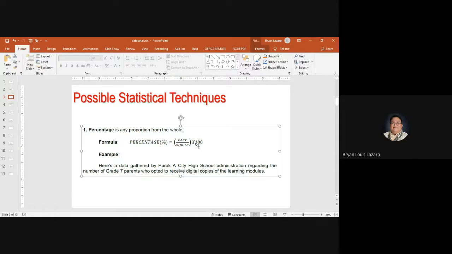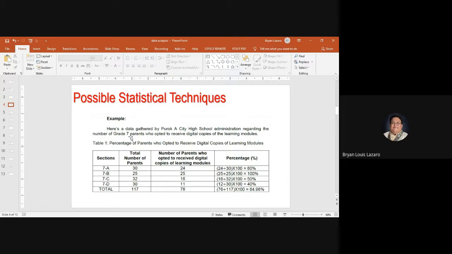Example ng data na pwede nyong mag-gather ay ito. So, here's the data gathered by City High School Administration regarding the number of grade 7 parents who opted to receive digital copies of the learning modules. So, para makuha nyo yung percentage, ayan. So, kailangan nyo munang alamin kung ano yung total number. So, halimbawa, ang total number nyo ay 30. Ayan. So, 30 ang inyong total number.